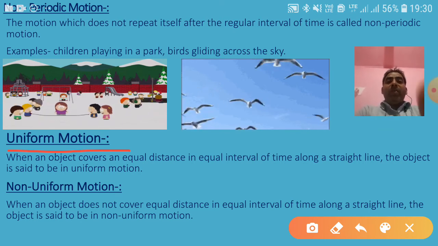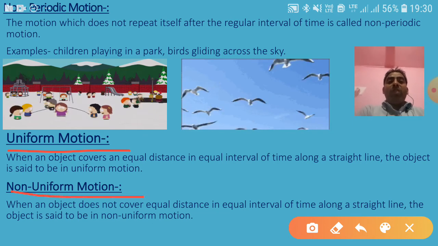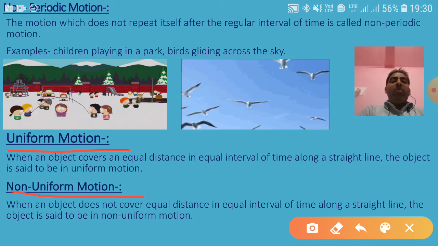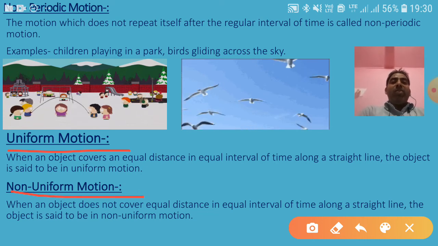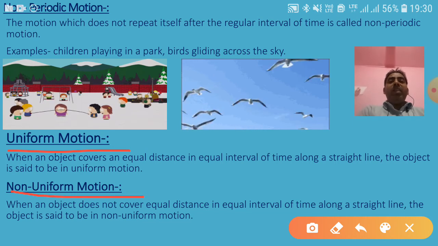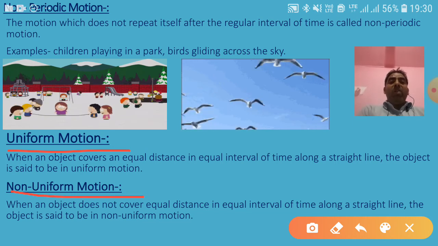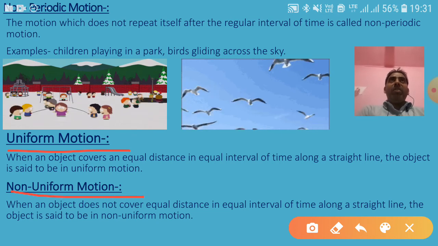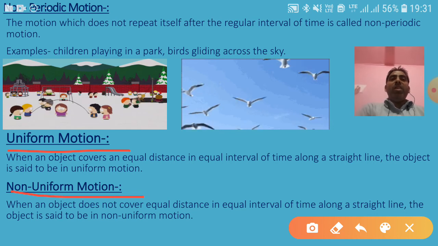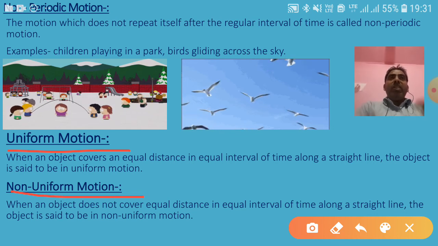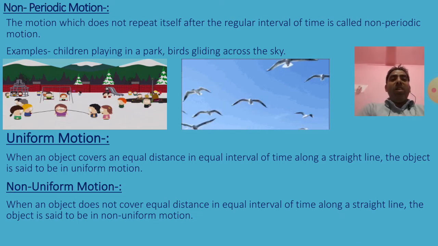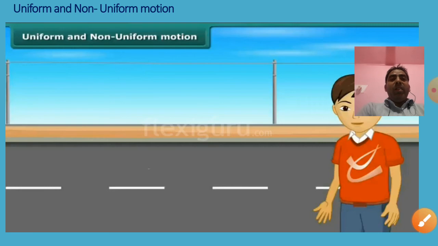Second, non-uniform motion. What is non-uniform motion? When an object does not cover equal distance in equal intervals of time along a straight line, the object is said to be in non-uniform motion. Means a car is moving on a curved path, and in 1 hour it covers 60 kilometers, in the second hour it covers 40 kilometers, in the third hour it covers 20 kilometers. The distance traveled varies. So it is non-uniform motion.